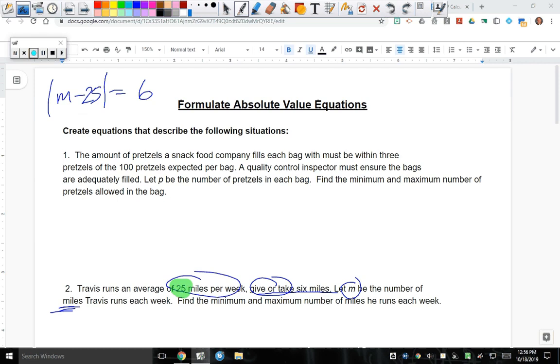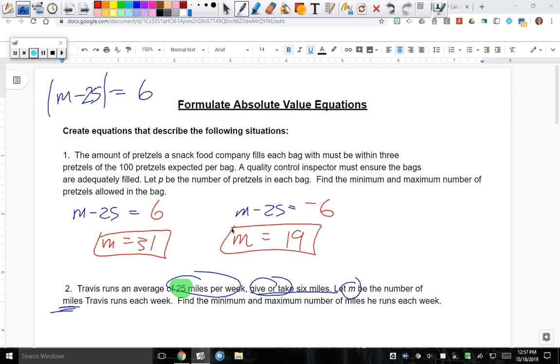Alright, so now we're going to break it up. M minus 25. M minus 25. It is the positive version and the negative version. Adding this will give you 31. Adding this will give you 19.